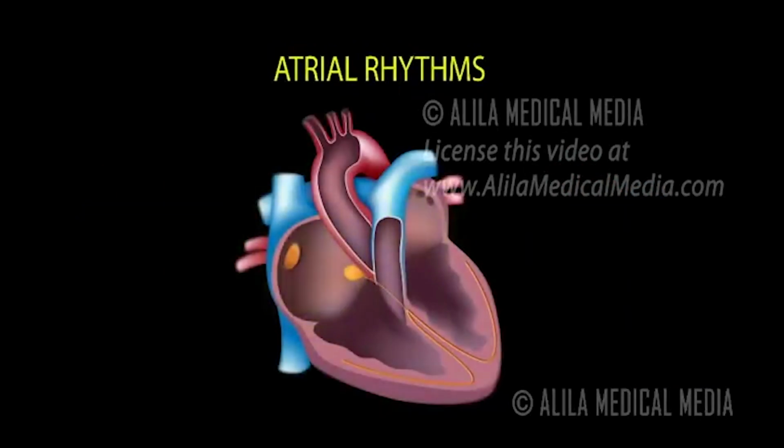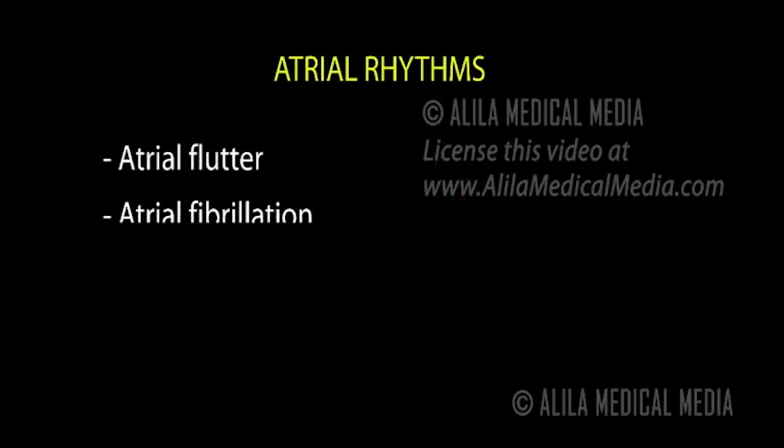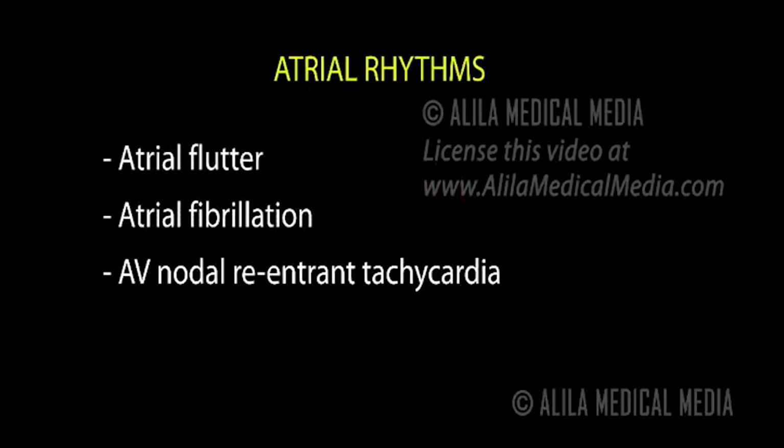Cardiac arrhythmias that originate from other parts of the atria are always clinical. The most common include atrial flutter, atrial fibrillation, and AV nodal reentrant tachycardia. These are forms of supraventricular tachycardia, or SVT.